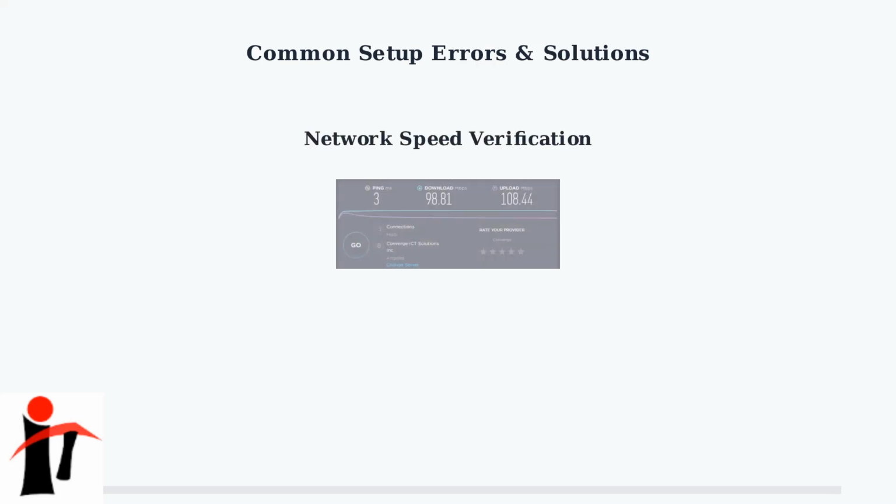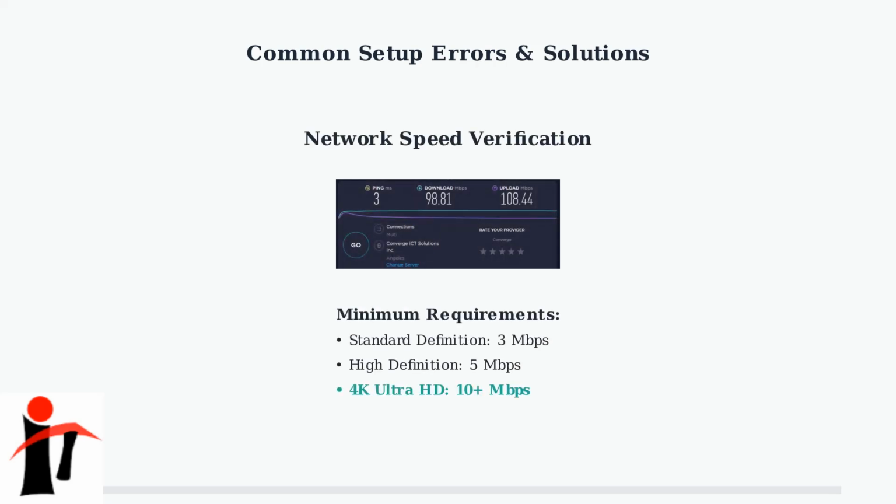Verify your network speed meets the minimum requirements. You need at least 3 megabits per second for standard definition, 5 megabits for high definition, and 10 megabits or more for 4K Ultra HD content. Test your connection speed before proceeding with setup.